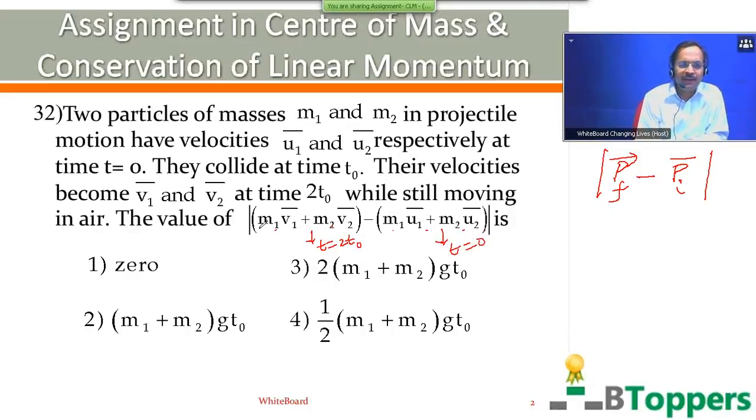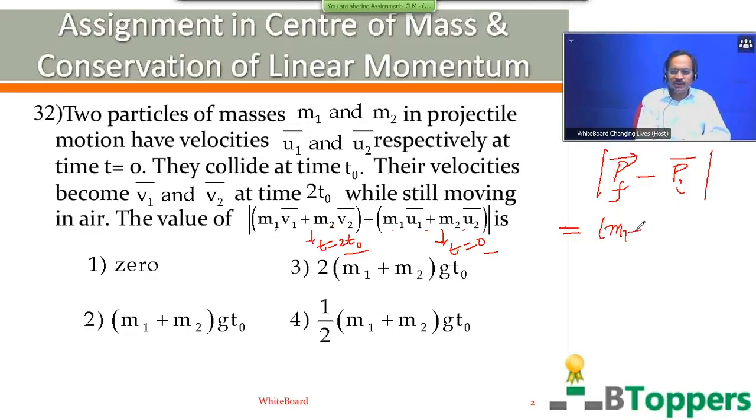So you are asked to find the change in the linear momentum of the system of the two particles in the time interval 2t naught minus 0, or 2t naught. So the change in the linear momentum of the system of the particles is equal to the impulse of the external force on the system. The external force on the system is the force of gravity, which can be assumed to be constant at the given place.